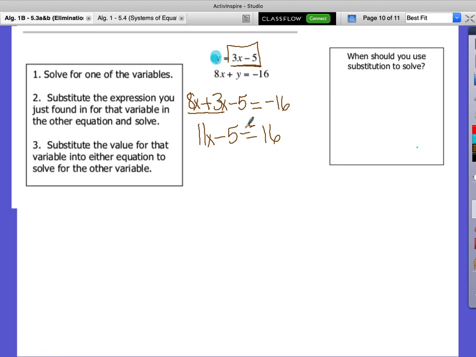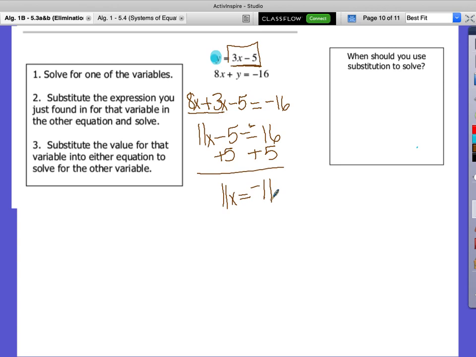I better pay attention to my signs, so I don't get a speeding ticket or rolling through the stop sign ticket. It's known to happen to me. True story. Now what? Because what's my ultimate goal? Get X by itself. Now I have a negative and a positive constant. Different signs, subtract and keep the sign of the larger number.